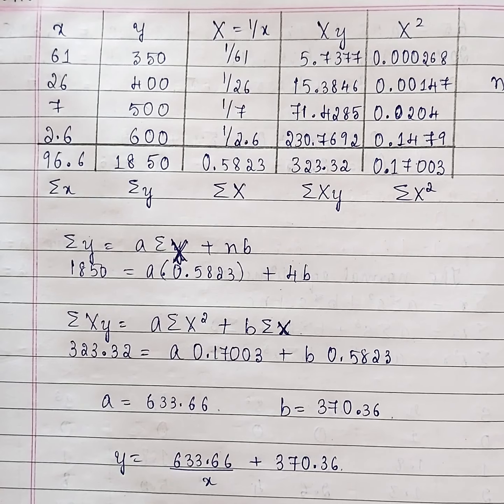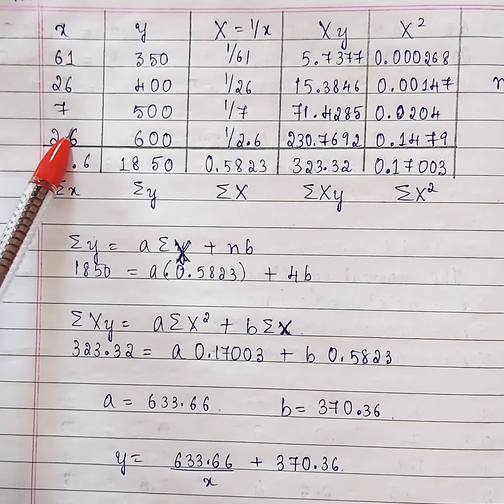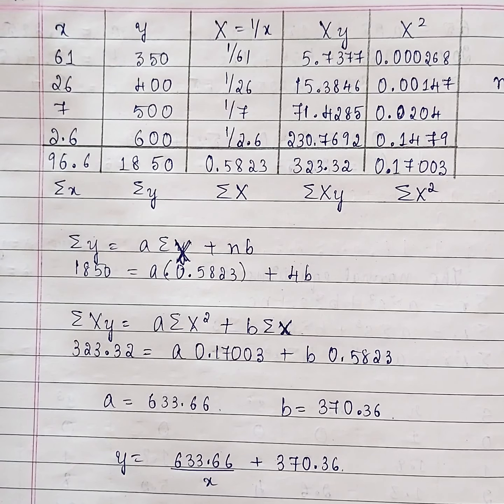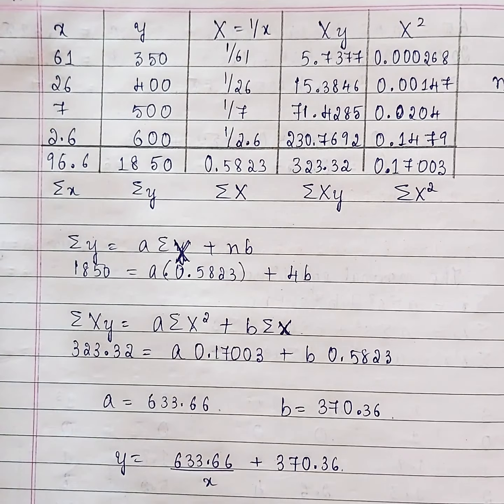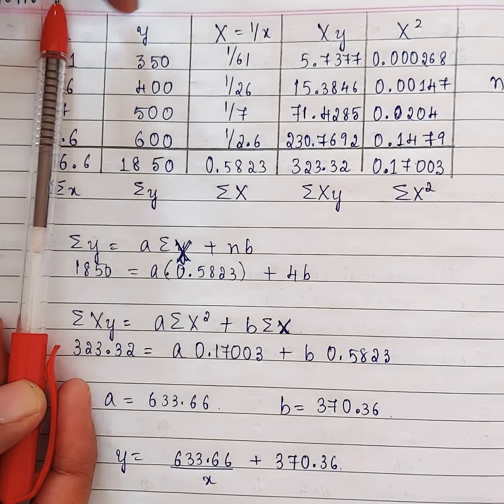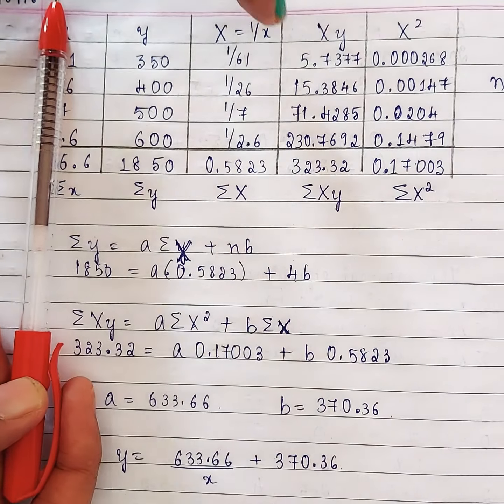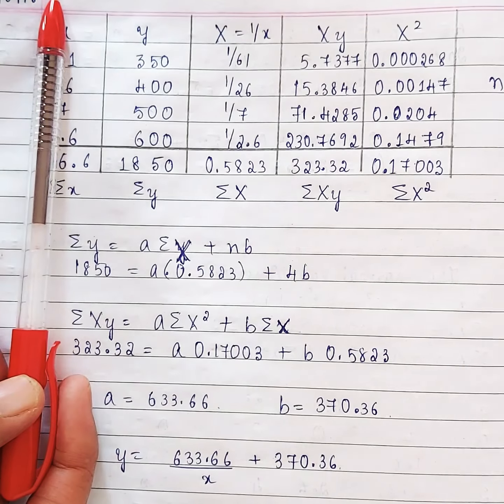If you want, you can try this problem on your own, because this is your given data small x and y. What we have done, capital X is equal to 1 by x. Once you change small x to capital X, remember we are not going to use this data, only this capital X and y we are going to use. So x into y we have written here, x square. So everything is here.